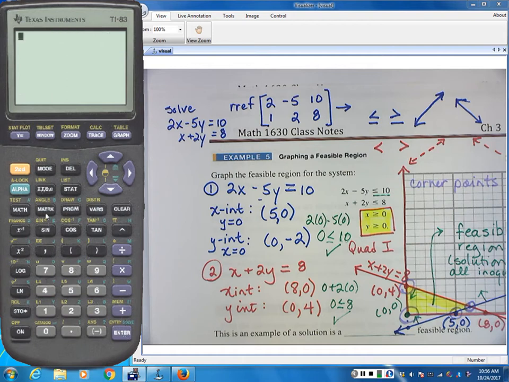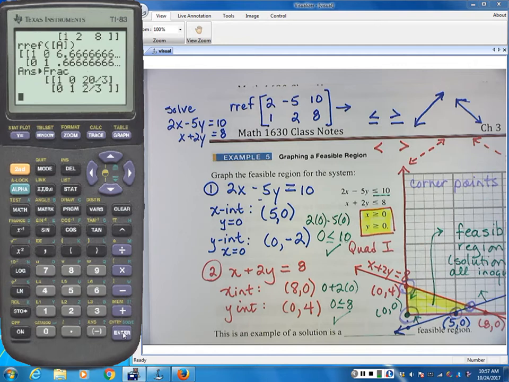So we'll quit and we'll print out matrix A to be sure that it looks like it's supposed to, and it does. So then we go back again to matrix, over to math, to RREF, and ask it to find us the RREF, the reduced row echelon form of matrix A. And it says the solution to that system is 6.66666 and 0.6666. If we change that into fractions, all we have to do is hit the math button and hit enter, and it'll make that matrix into fractions.